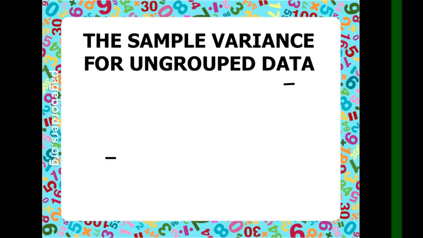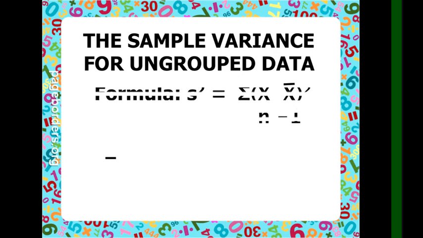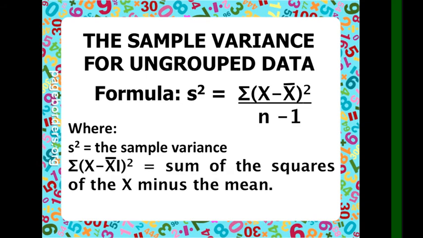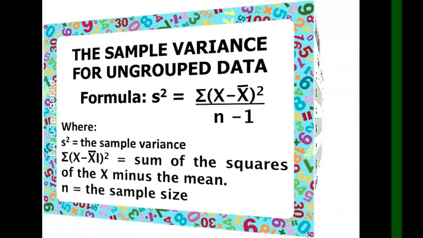Next, we have the sample variance for ungrouped data. Variance has a formula s squared equals summation of x minus mean squared over n minus 1, where s squared is the sample variance, summation of x minus mean squared is the sum of the squares of the x minus the mean, and n is the number of samples.